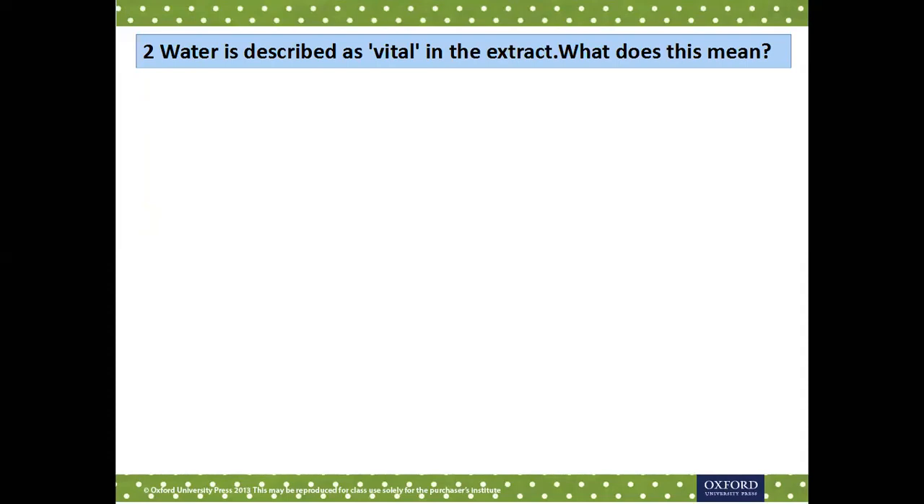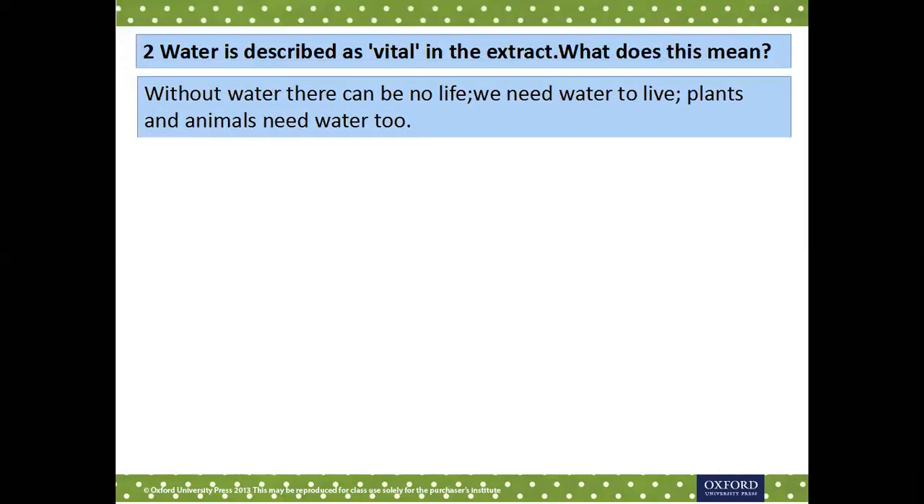Water is described as vital in the extract. What does this mean? What does vital mean? Who can tell me? Without water, there can be no life. Yes, that's correct. So vital means that it's the most important thing. Water is important to all of us. Without water, there can be no life. We need water to live. Plants and animals need water too. So vital means that water is very important to us.